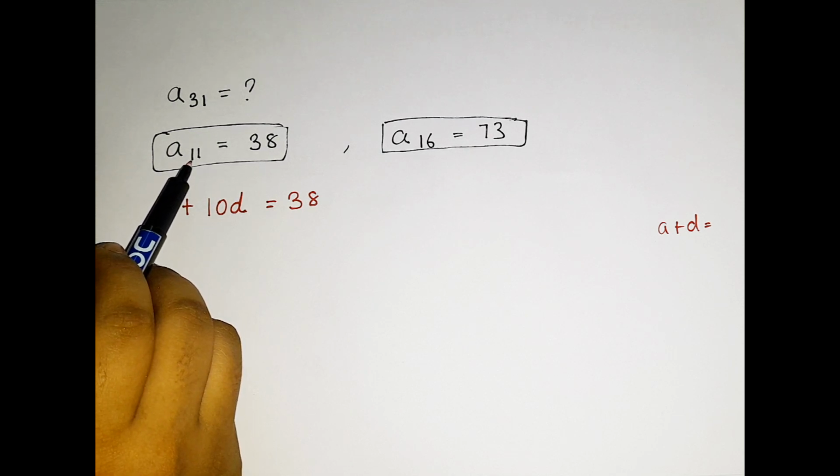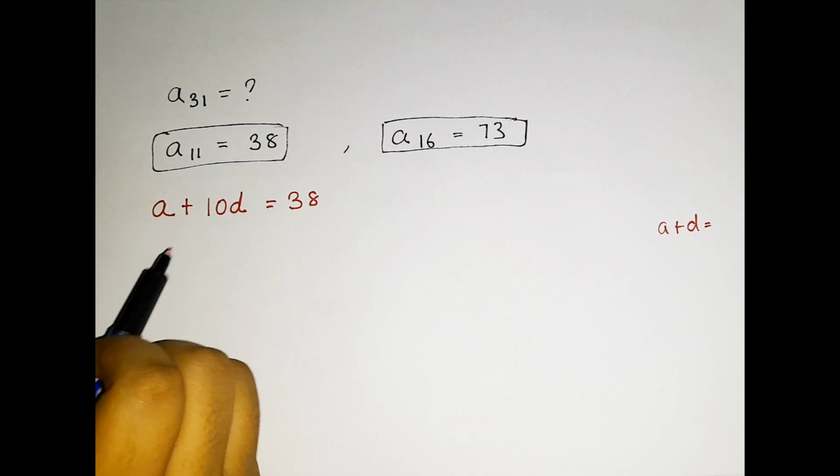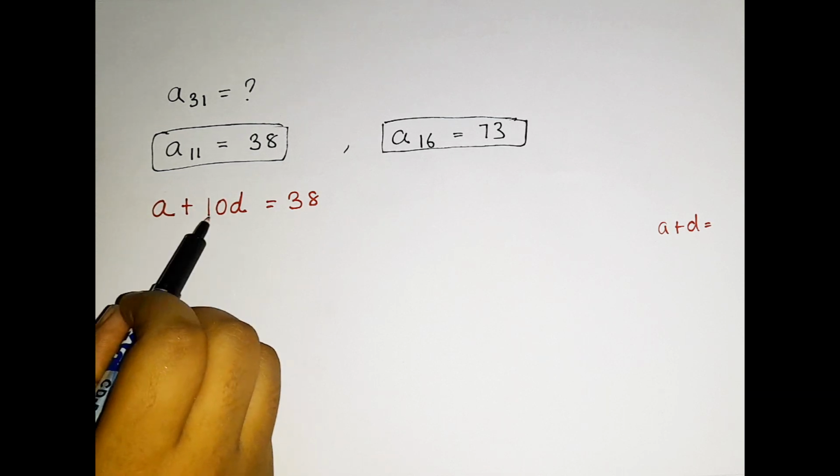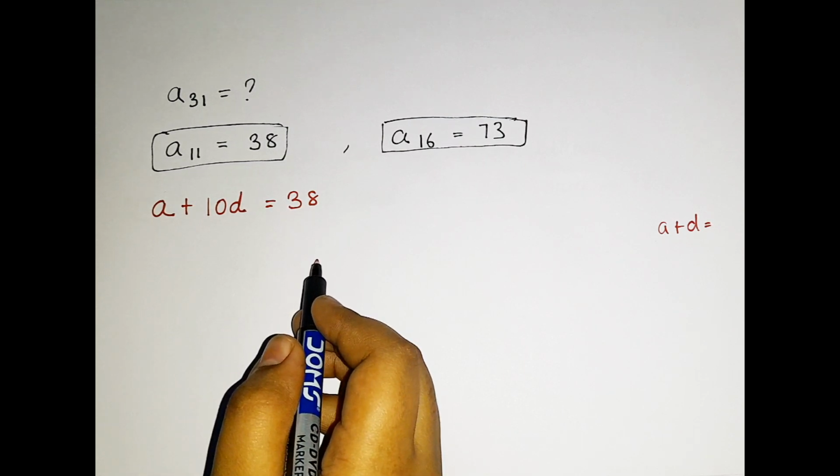So what is the previous term? Before 11, what will come? Before 11, 10 will come, isn't it? That's why A plus 10D is equal to 38. When we solve that, you will understand.